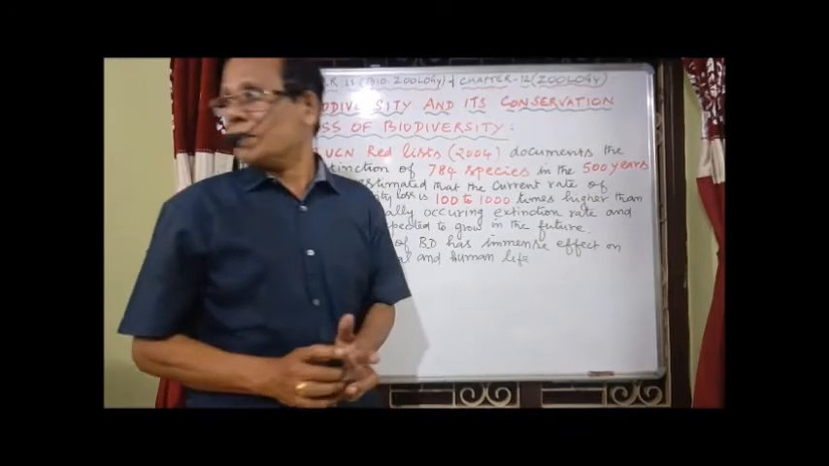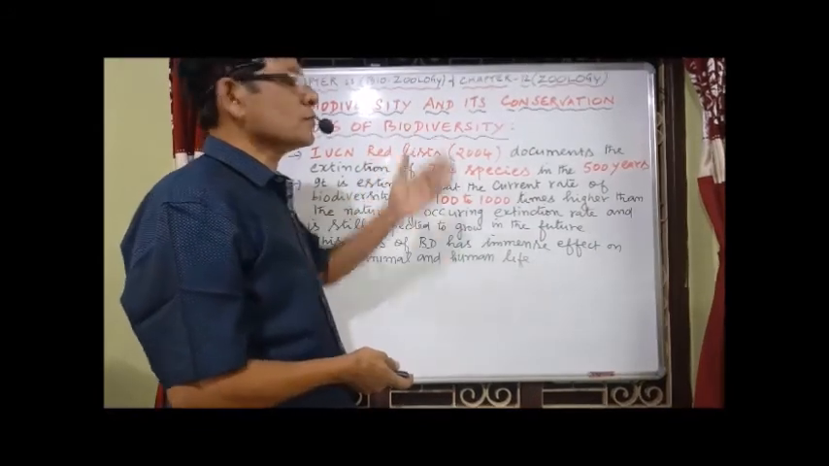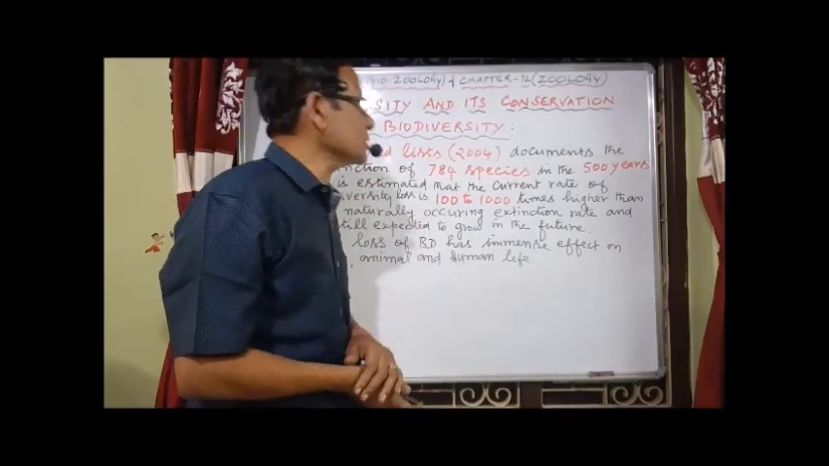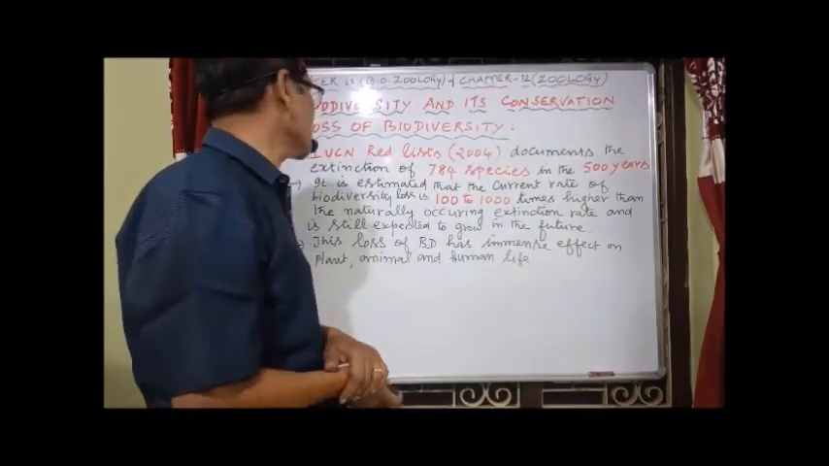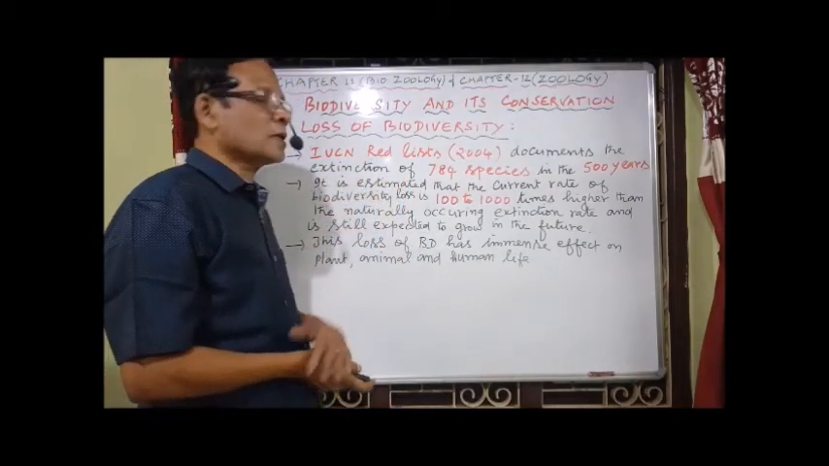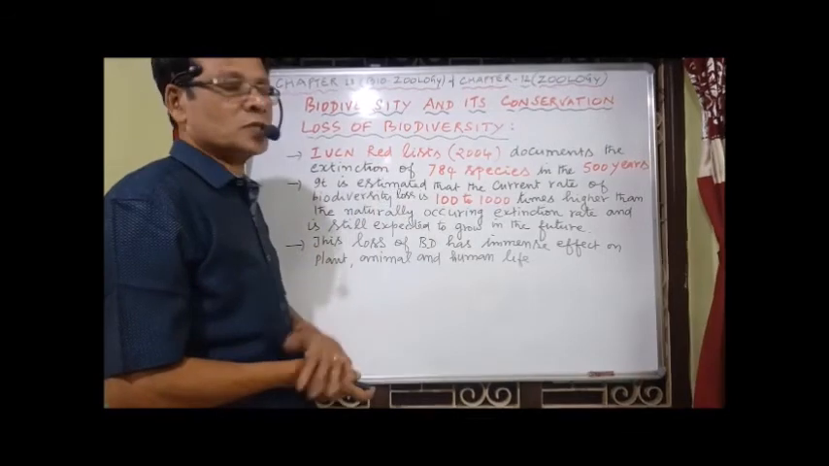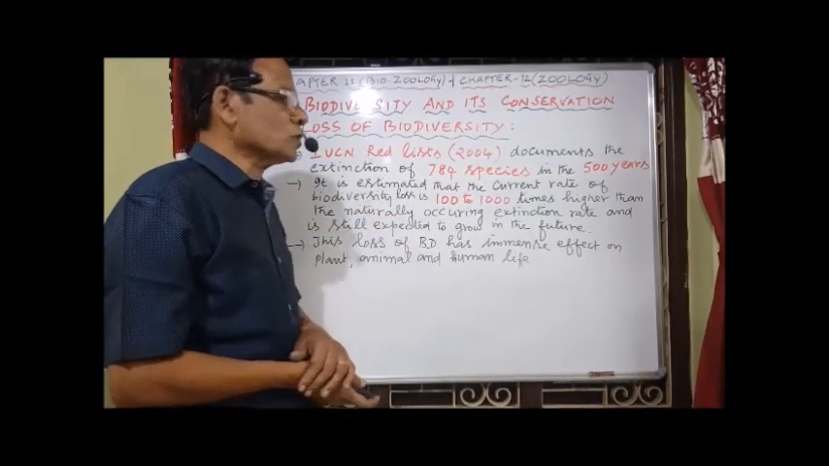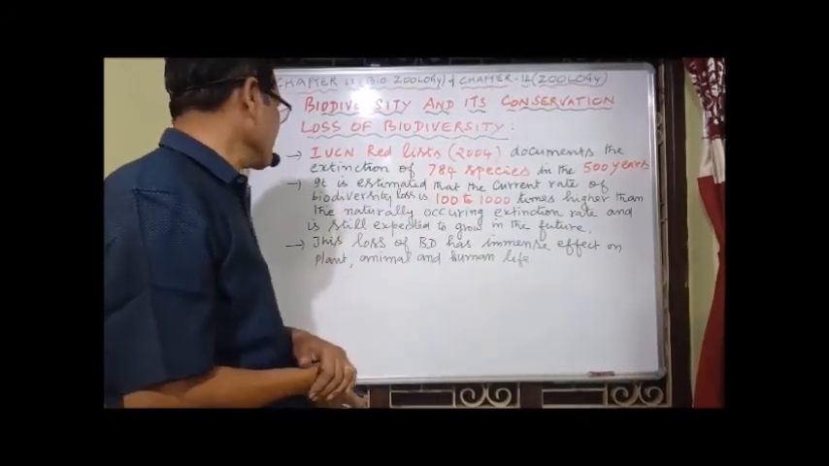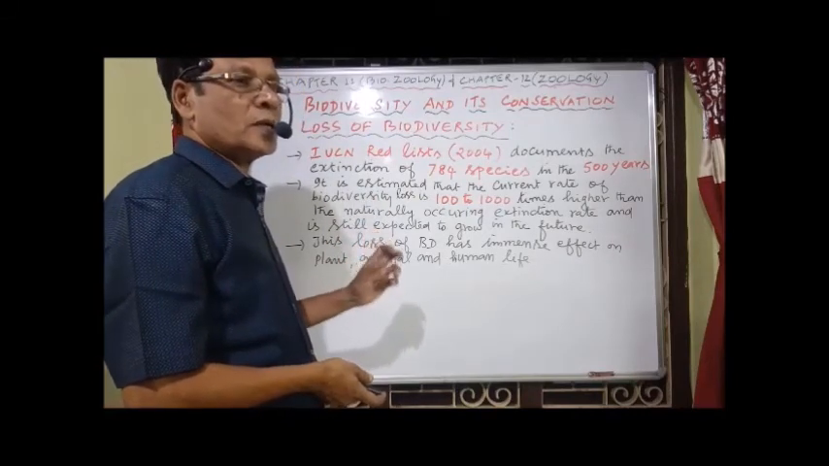Now according to IUCN, they have released what is called the Red Data Book. The Red List formulated in 2004 documents the extinction of 784 species in the last 500 years. It is estimated that the current rate of biodiversity loss is 100 to 1000 times higher than the naturally occurring extinction rate, and is still expected to grow in the future. This loss of biodiversity has an immense effect on plant, animal and human life.